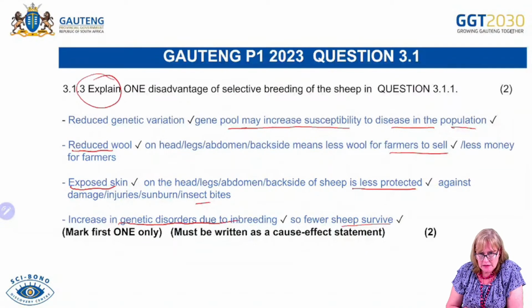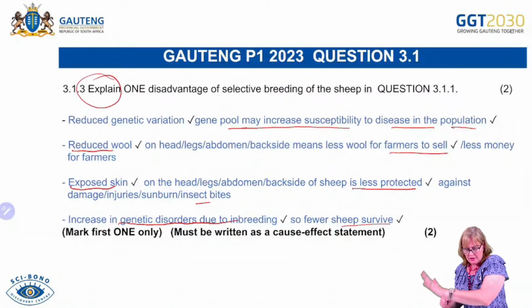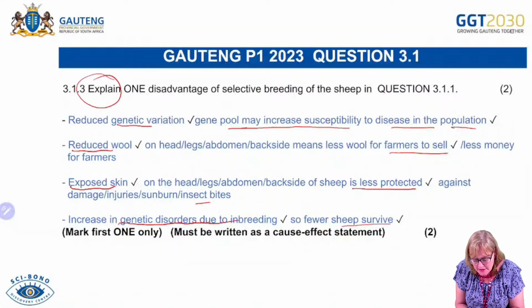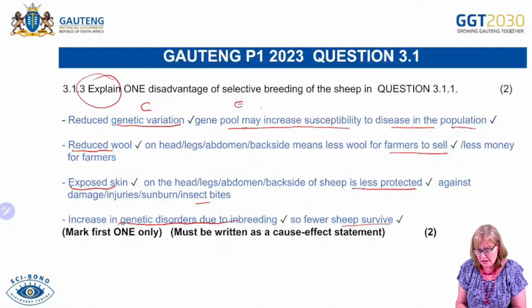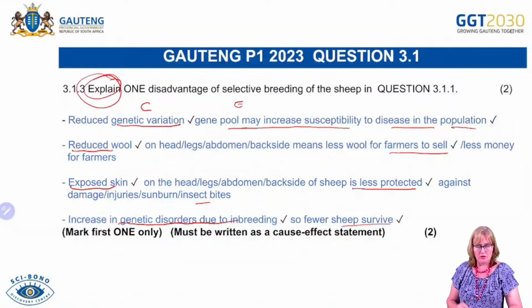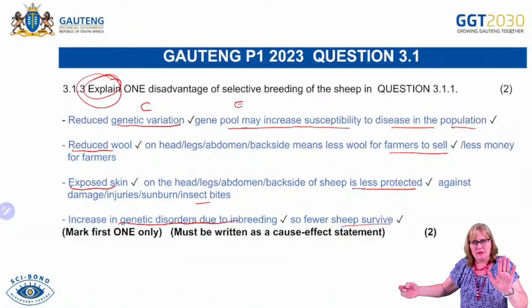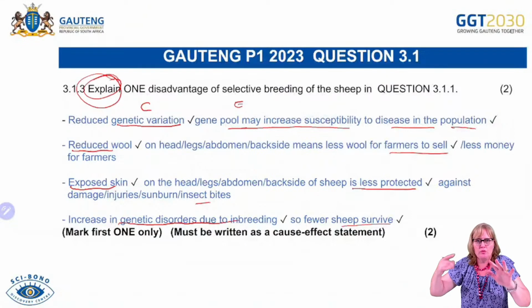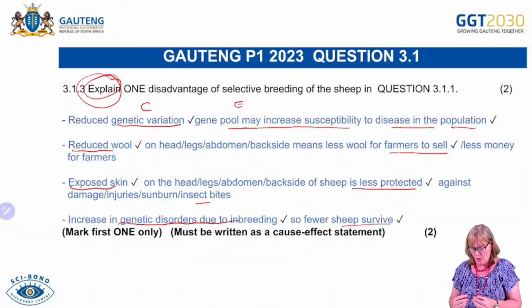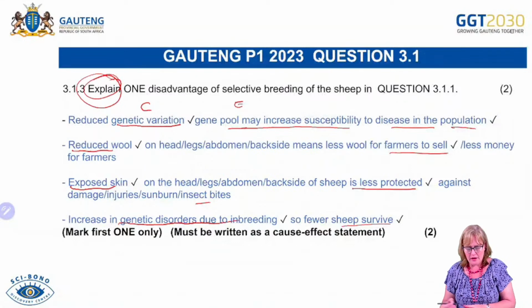Again, explain. Explain is always 2 parts. Eh? Reduced genetic variation, that's the cause. What's the effect of that? Gene pool may increase susceptibility to disease. Can you see? Cause and effect, it's explained. Can't just say one thing. You must say the cause and how is it affecting, or how is it now doing whatever. Right, the how or the why.